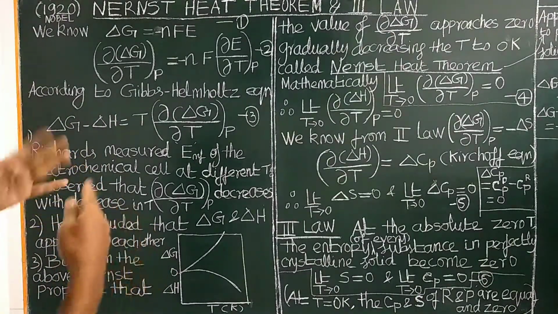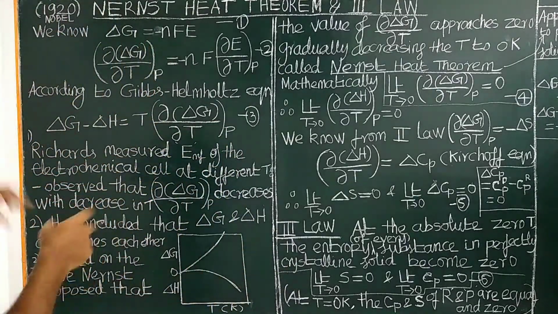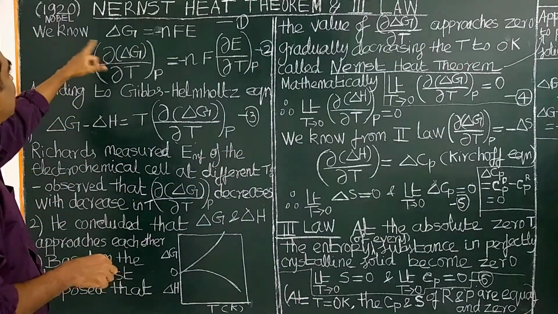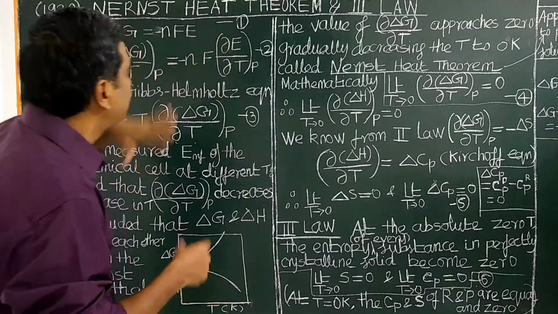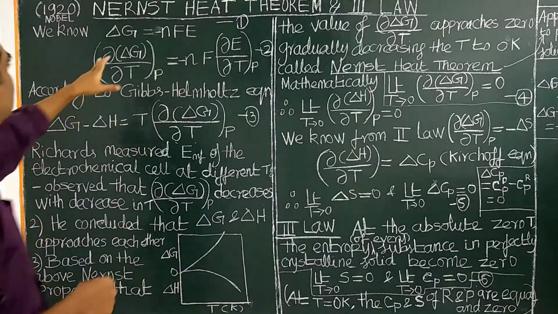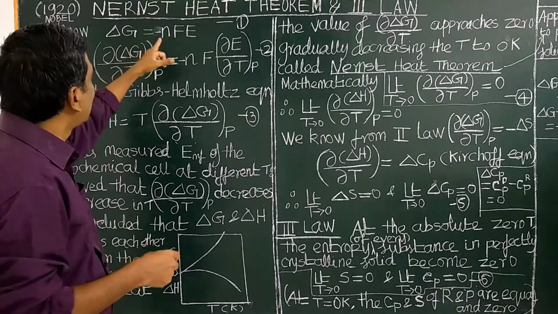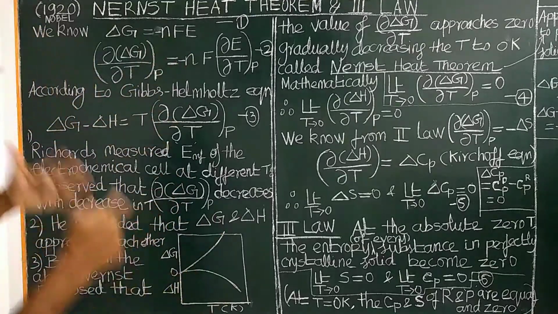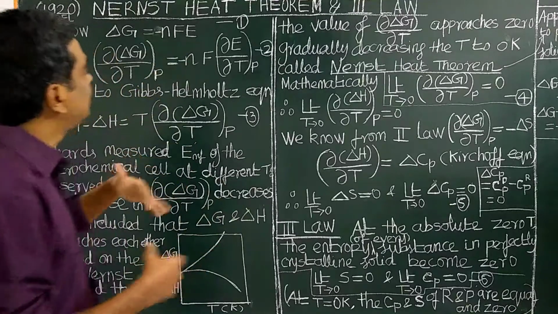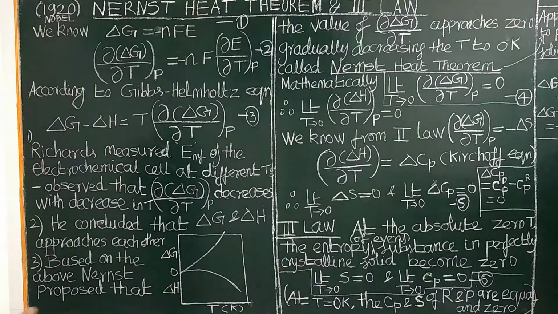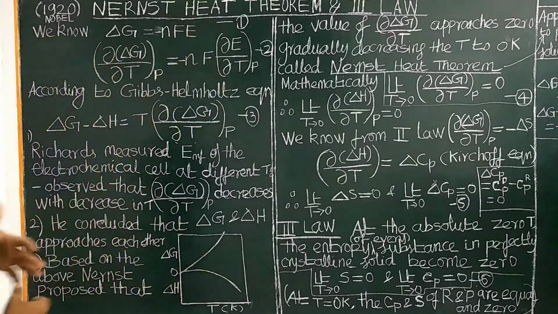how he derived the Nernst heat theorem, how he obtained it. It is very, very important. We know that the change in free energy is equal to minus nFE. We have studied this in electrochemistry. So delta G is the decrease in free energy, n is the number of electrons involved in the electrochemical reaction, F is the number of Faradays of electricity passed, and E is the EMF of the cell produced.